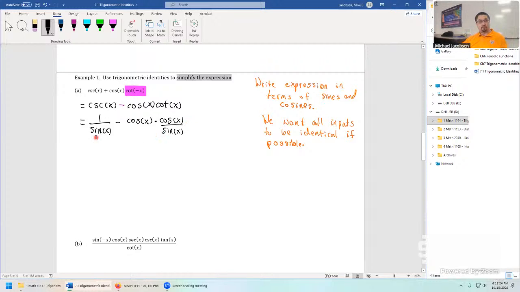The thing to note is we have two fractions now. This is just a cosine squared in the numerator of this one on the next step. And we also have the least common denominator for free. This is 1 over sine x minus cosine squared x over sine x. So all we've done so far is move a negative sign out, re-express cosecant and cotangent in terms of sines and cosines, and cosine times cosine is just a cosine squared. Any questions to this step so far?